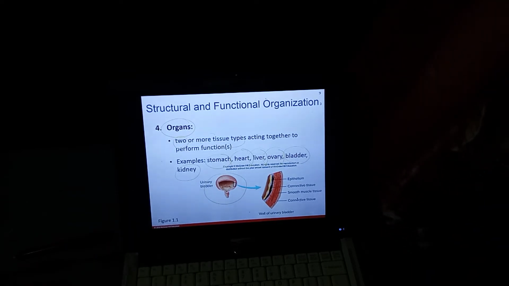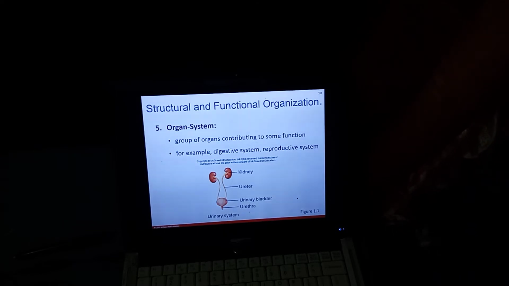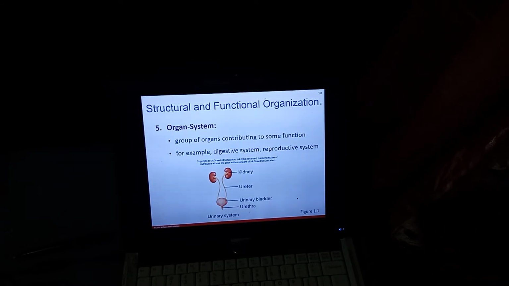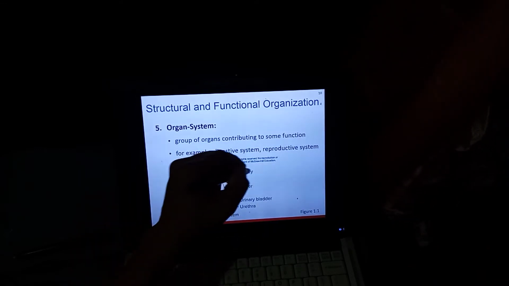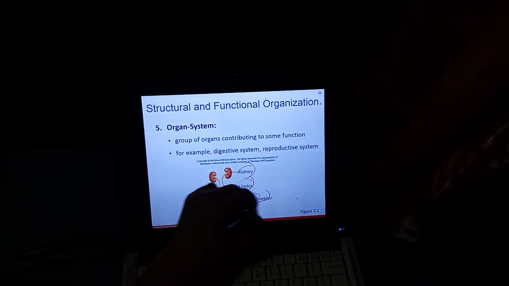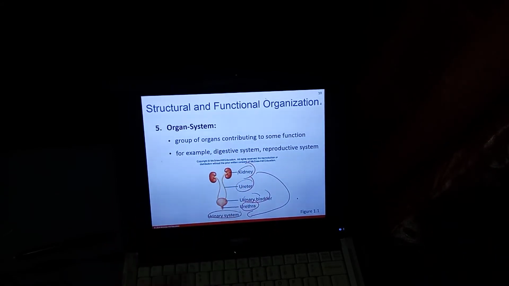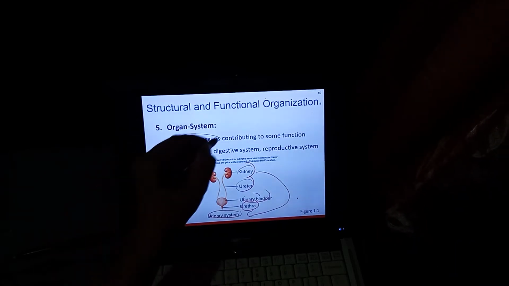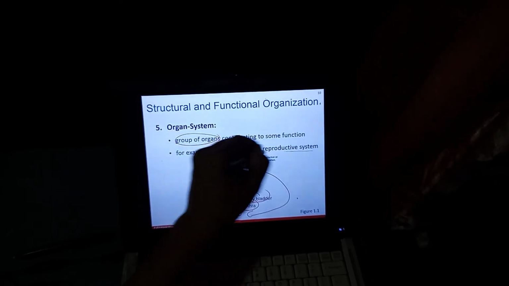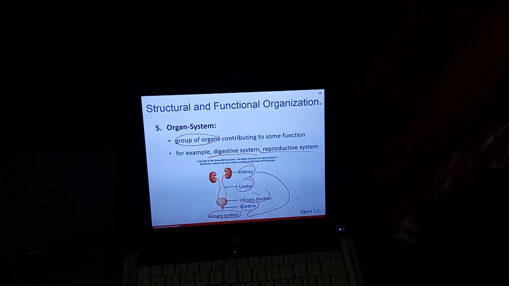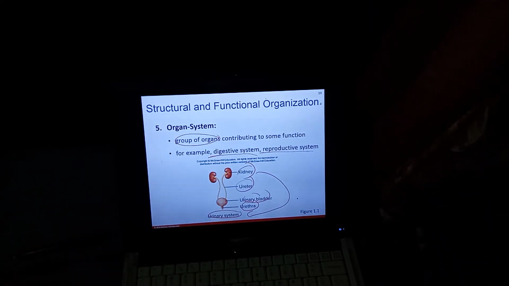And then the next level is your organ system. When you group your organs, like your kidney, ureter, urinary bladder, and urethra, you form an organ system called the urinary system. So it is a group of organs contributing to some function, like your digestive system and reproductive system. In our anatomy discussion, we'll go system by system. We will start with integumentary and so on.